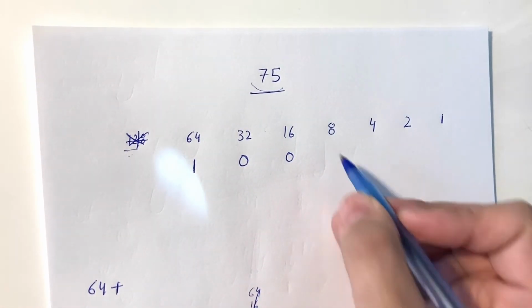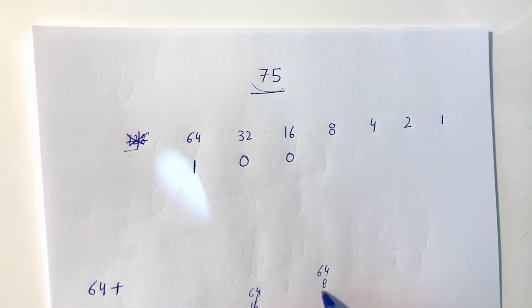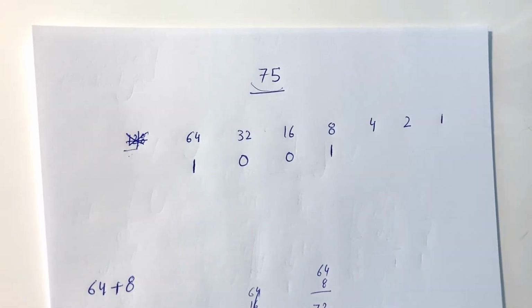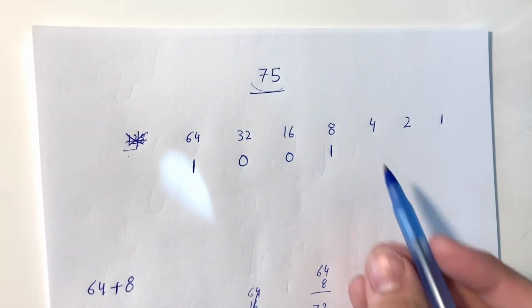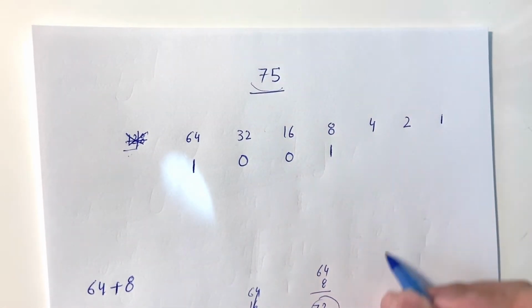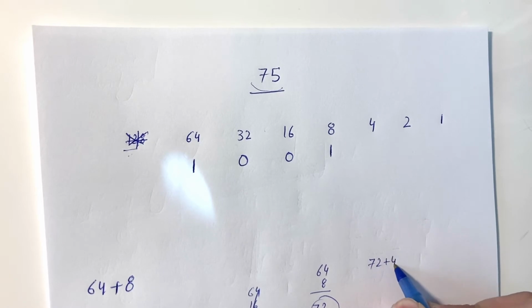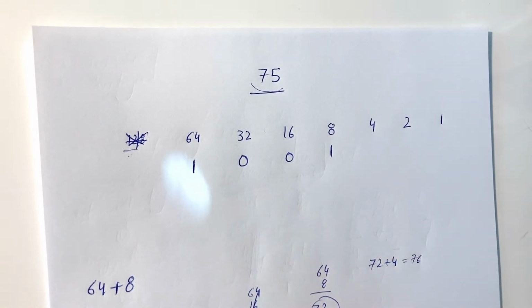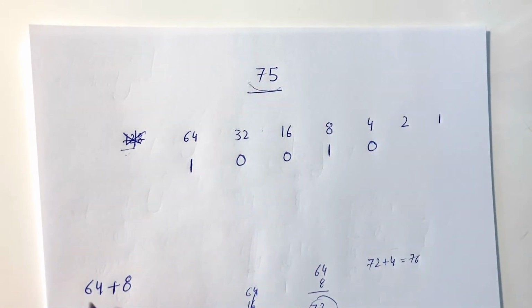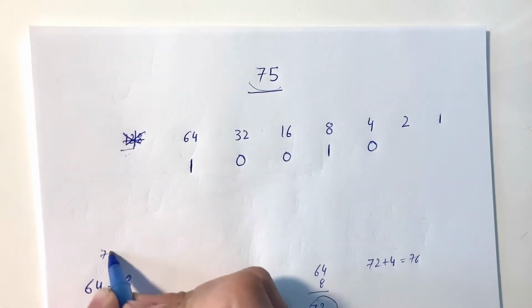Can we add 8? 64 plus 8, what's the answer? 72. Of course, we can have it. So whatever we add here, we just have to put 1 here. It's now 72. Can we have 4? 72 plus 4 is going to be 76. We cannot have that because we need 75. So we need to make it 0. We are still at 72.